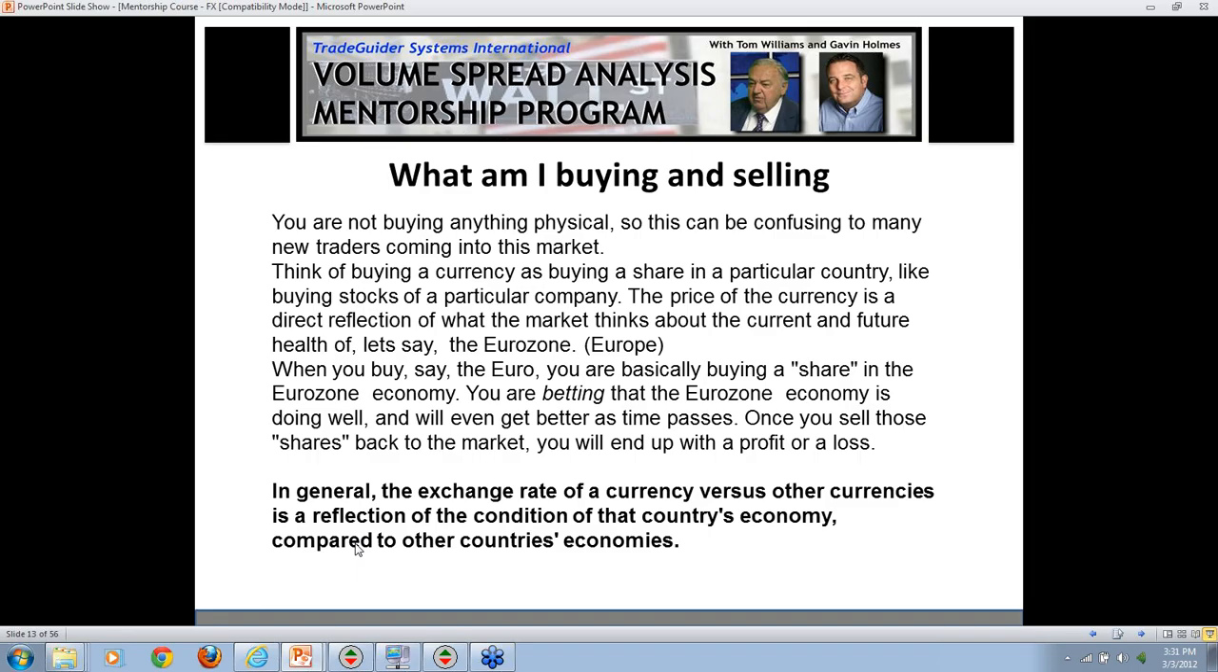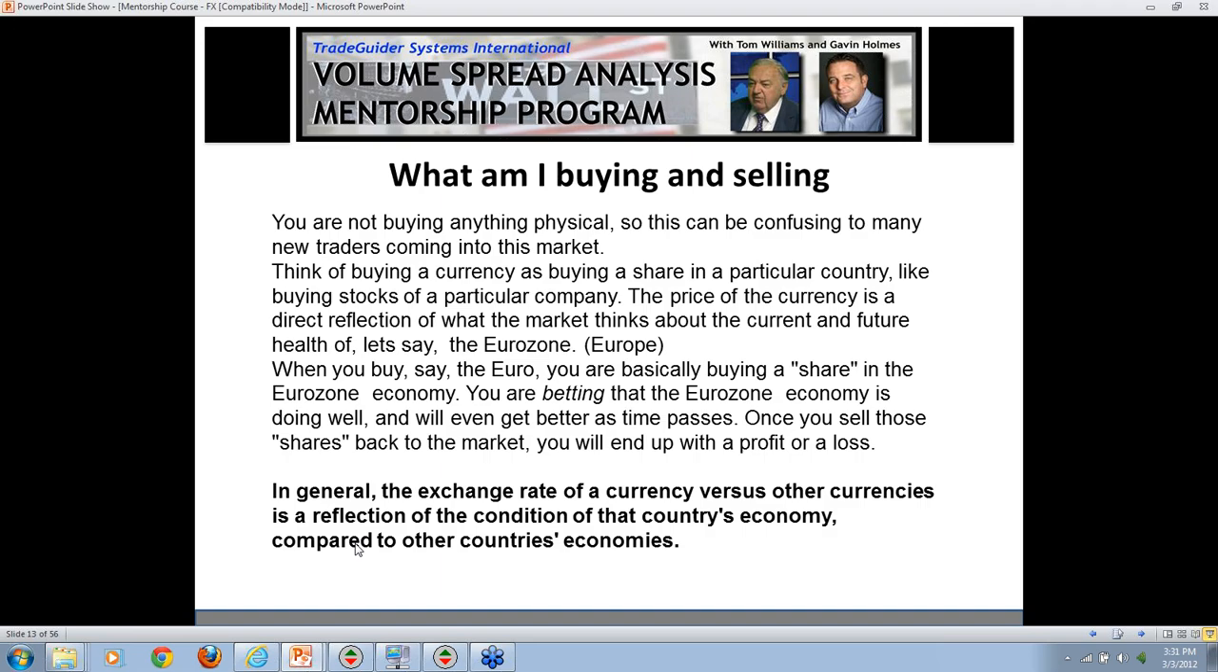So you're not buying anything physical, and this can be confusing to many new traders coming into this market. Think of buying a currency as buying a share in a particular country, like buying stocks of a particular company. The price of the currency is a direct reflection of what the market thinks about the current and future health of, let's give an example, the Eurozone, which is Europe. When you buy the euro, you're basically buying a share in the Eurozone economy. You're betting that the Eurozone economy is doing well and will get even better as time passes. Once you sell those so-called shares back to the market, you end up with a profit or loss.